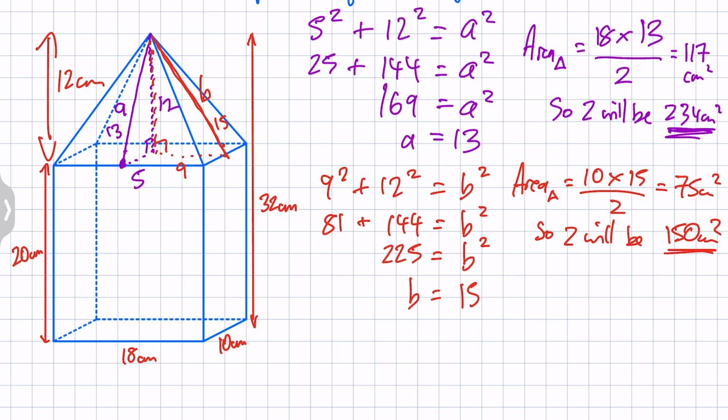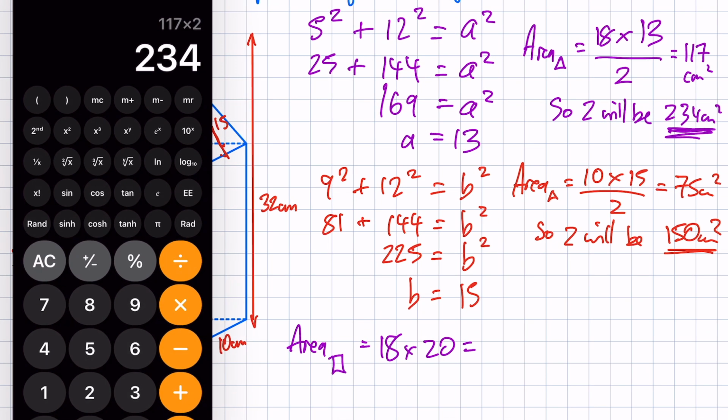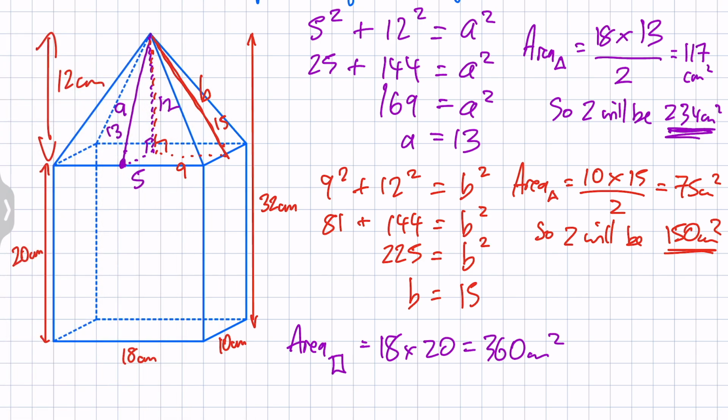So, someone tell me, what's the area of the front, the one that's facing you, going to be? How long is it? 18, and how tall is it? 20. Good. Area of front rectangle is going to be 18 times by 20. 360. Look at you racing me. But how many of the front rectangles are there going to be? There's 2 because it's the front and the back, right? Well done. So 2 will be 720 square centimeters. Underline.